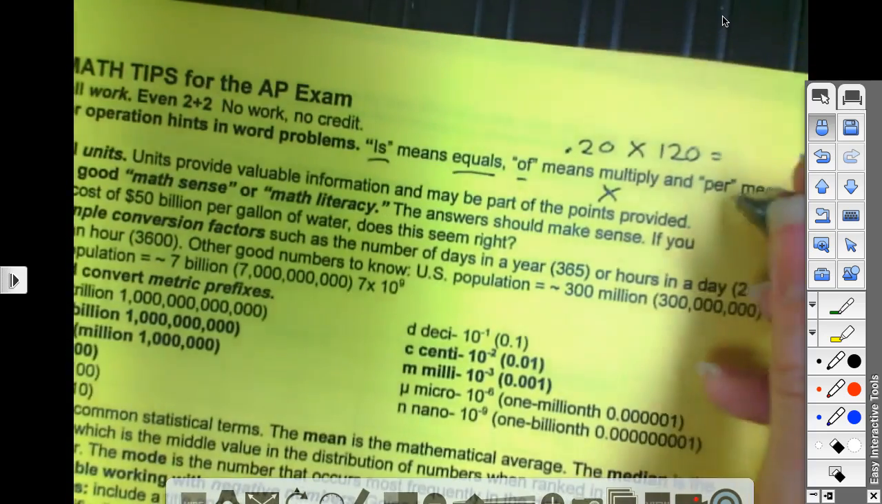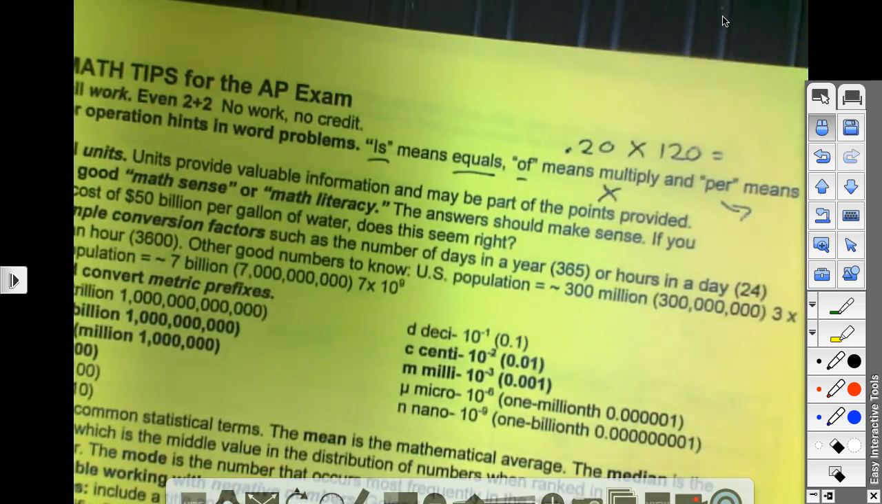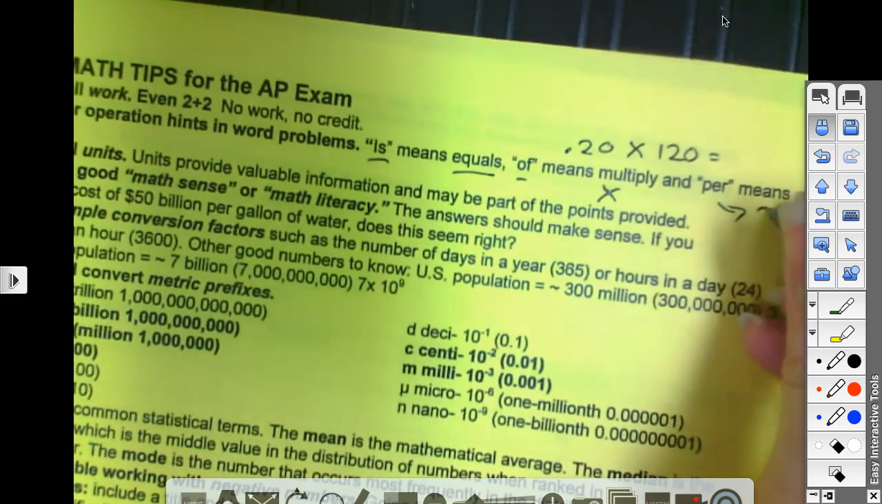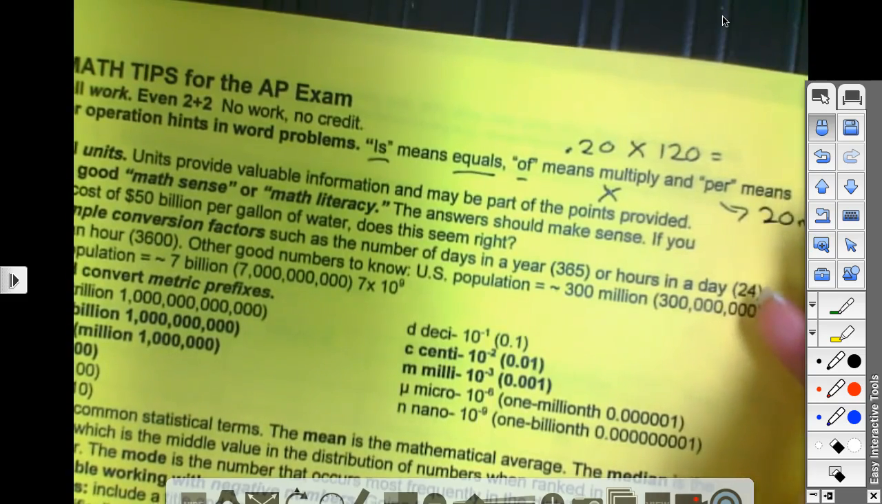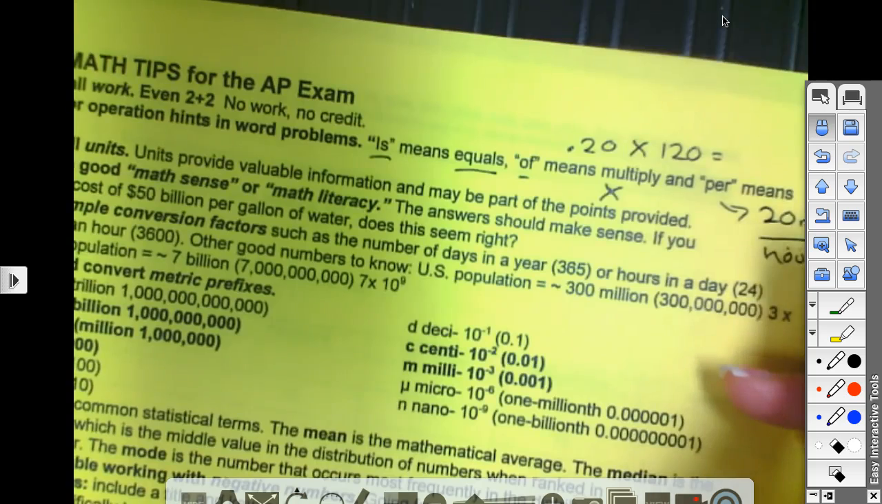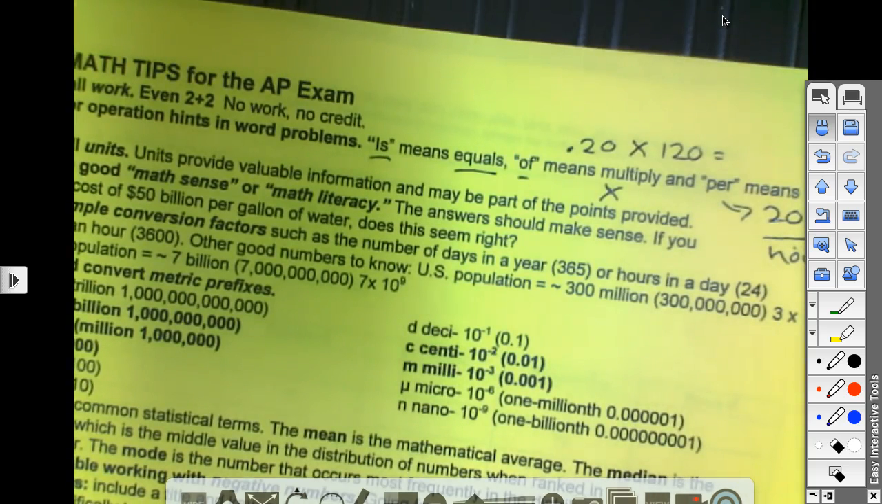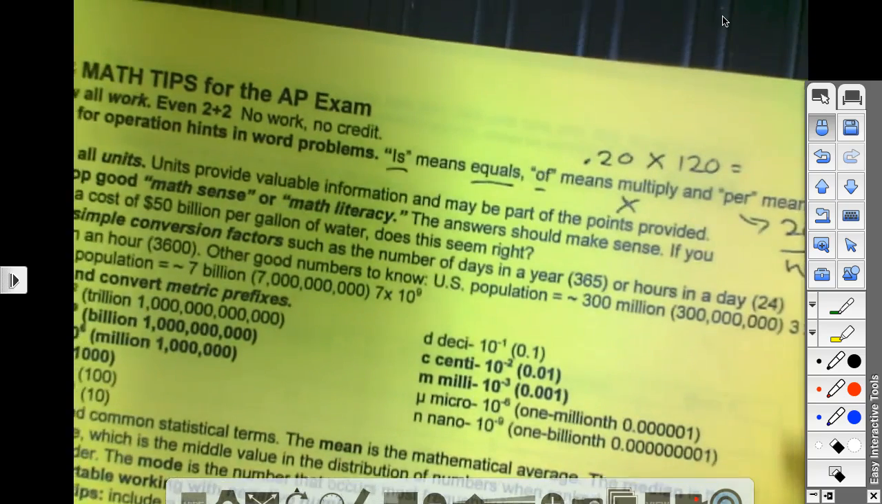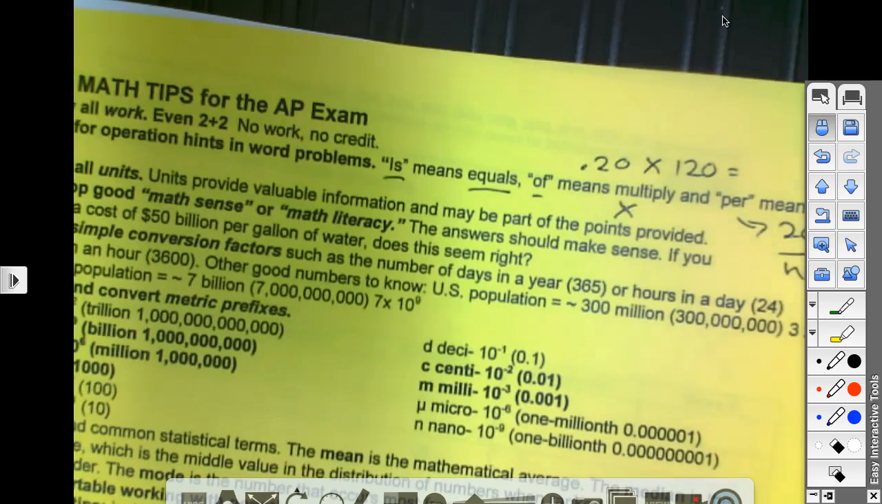Per means divide. And so a lot of times, like if we're talking about, I don't know, 20 miles per hour, that's actually written like a fraction. And that's going to be important here in a second when we do conversions. You can flip this upside down and say 1 hour is 20 miles or 20 miles is an hour.